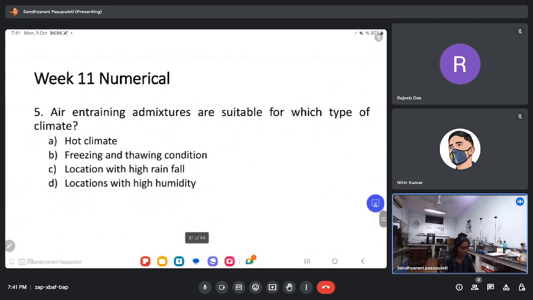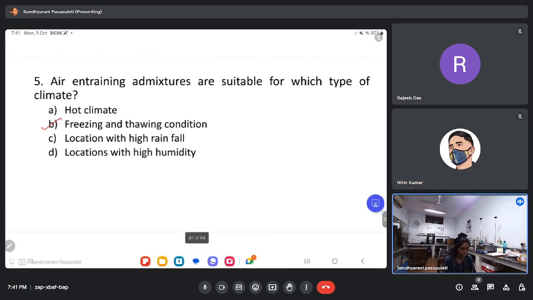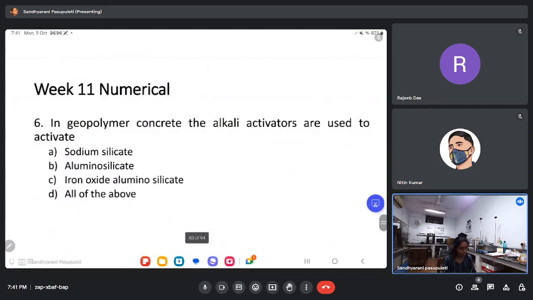Air entraining admixtures are suitable for which type of climate? So the main purpose of air entrainment is that we provide a few spaces so that during the freezing and thawing cycles, that means when it is very cold and when it becomes liquid during summer, we have to provide a sufficient amount of volume. So in order to facilitate that volume of space in the concrete during the freezing and thawing conditions, we use air entraining admixtures. In geopolymer concrete, the alkali activators are used to activate.